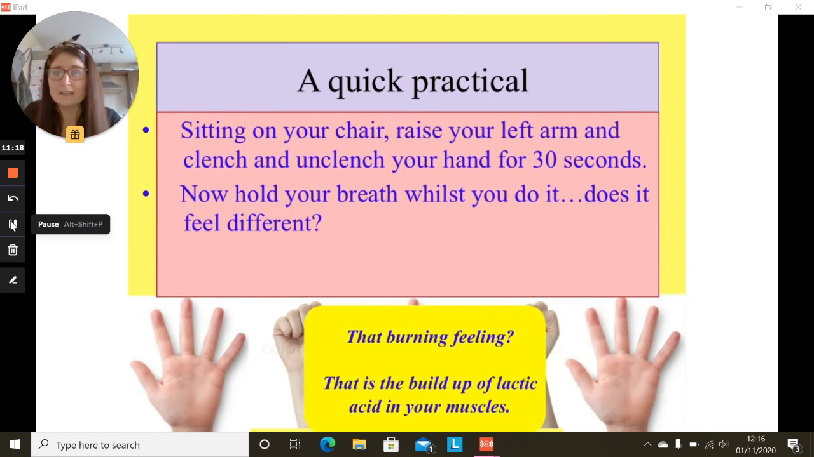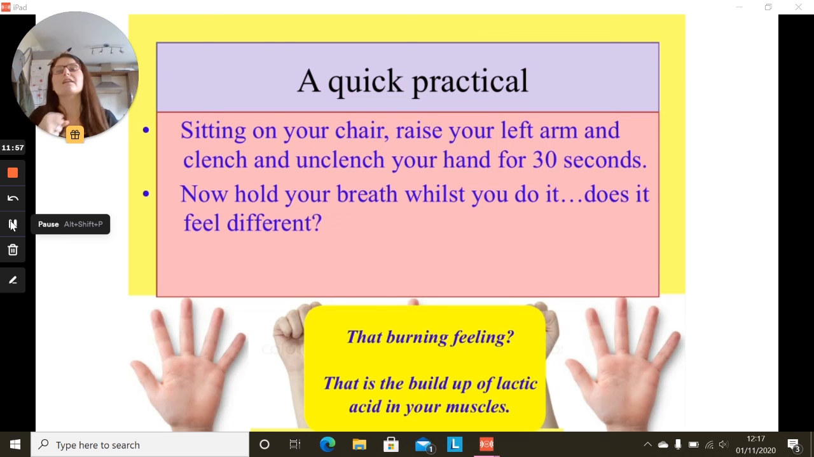So you can do this if you want. All you need to do is sit on your chair and raise your left arm up in the air. All you do is clench and unclench your hand for 30 seconds, just normally. Then once you've done that, take a breather. And then do it again with the same arm, but hold your breath when doing it. So clench and unclench your hands while holding your breath. Try for 30 seconds.